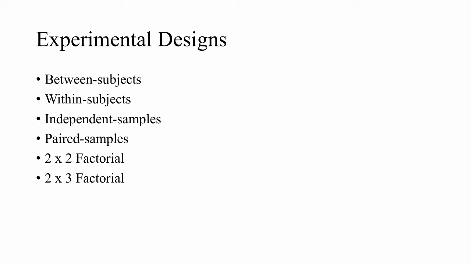Experimental designs: there's the between subjects, the within subjects, independent samples, paired samples, 2x2 factorial, 2x3 factorial. I'm sure in your textbooks it gets into this in a lot more detail and gives you some examples, so go ahead and check that out.